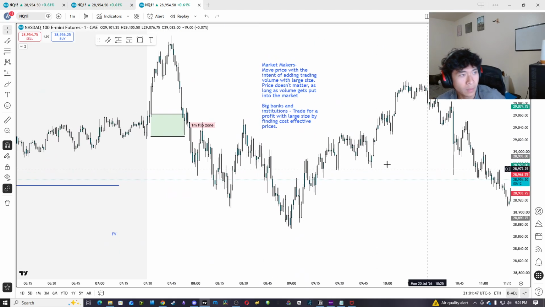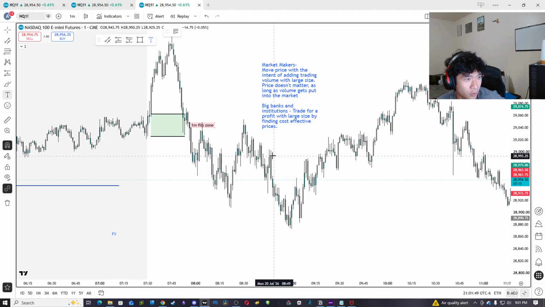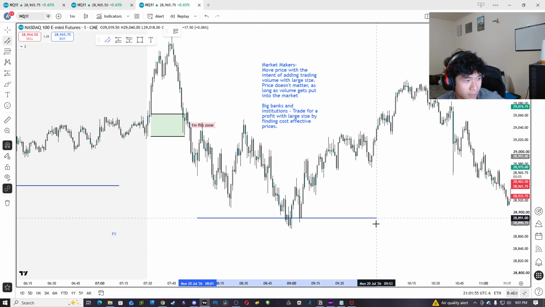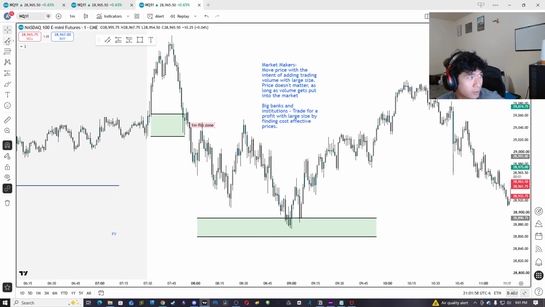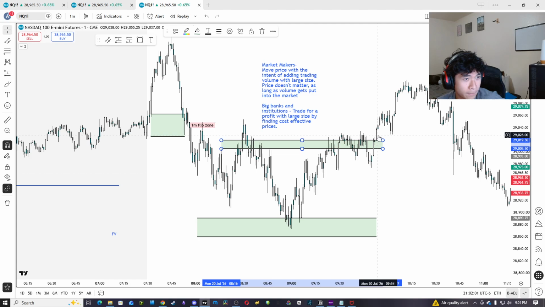So with all the volume that gets put in, let's just create an example here. Let's say there's a demand zone right here, and there's a supply zone right here.